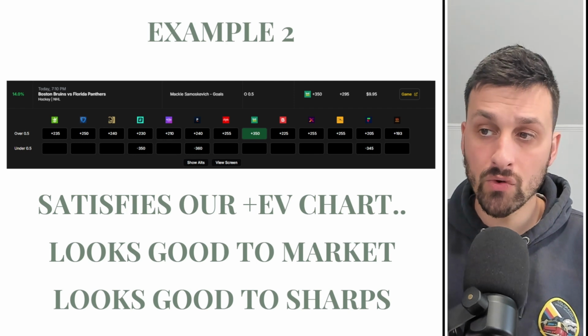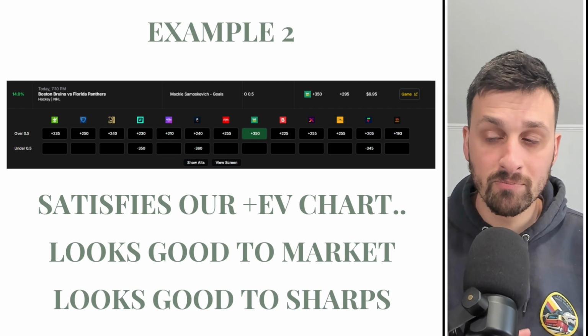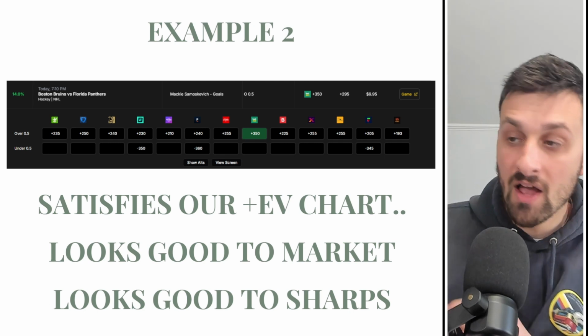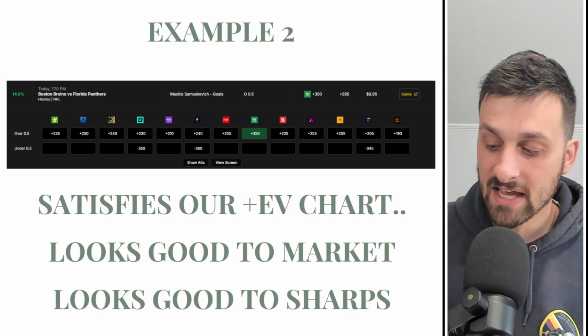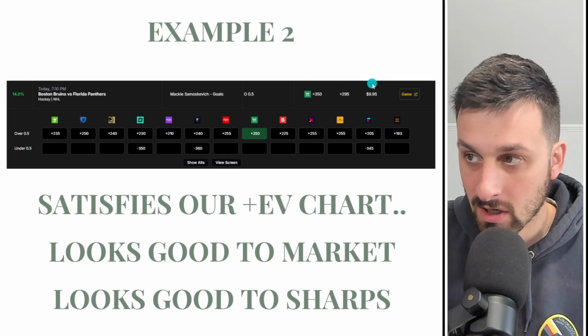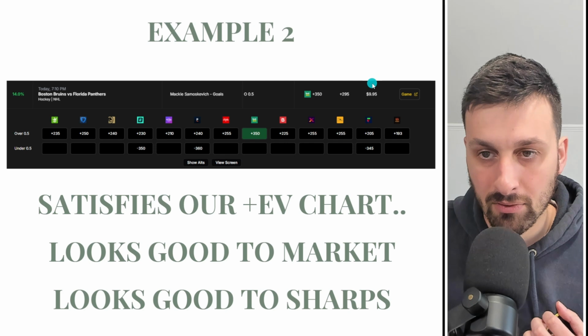Example number 2 deals with a goal scorer. We see that we should bet the over goals for this gentleman, Mackie Samsklevich, at plus 350. It's saying that the fair market value is plus 295, and we should wager about $10 on this prop.